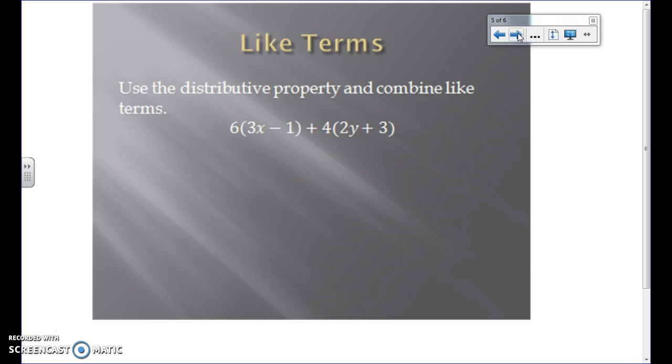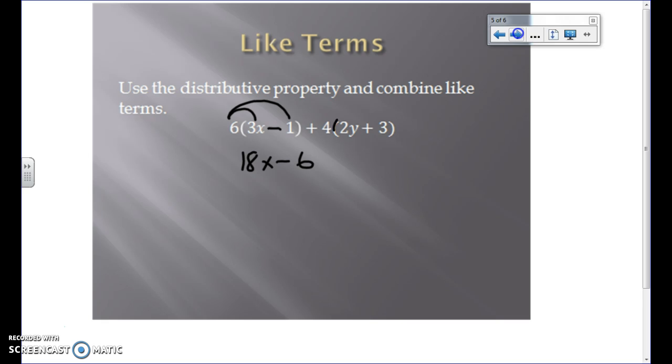And again, this one's just a little different as far as what the numbers are, but we have a subtraction sign. And so that's the difference. So we're going to just distribute the same way. 6 times 3x is 18x. And the way I would like you to think of it today is I was subtracting 1, but I want to subtract 1 6 times. So instead of subtracting 1, I'm going to subtract 6.